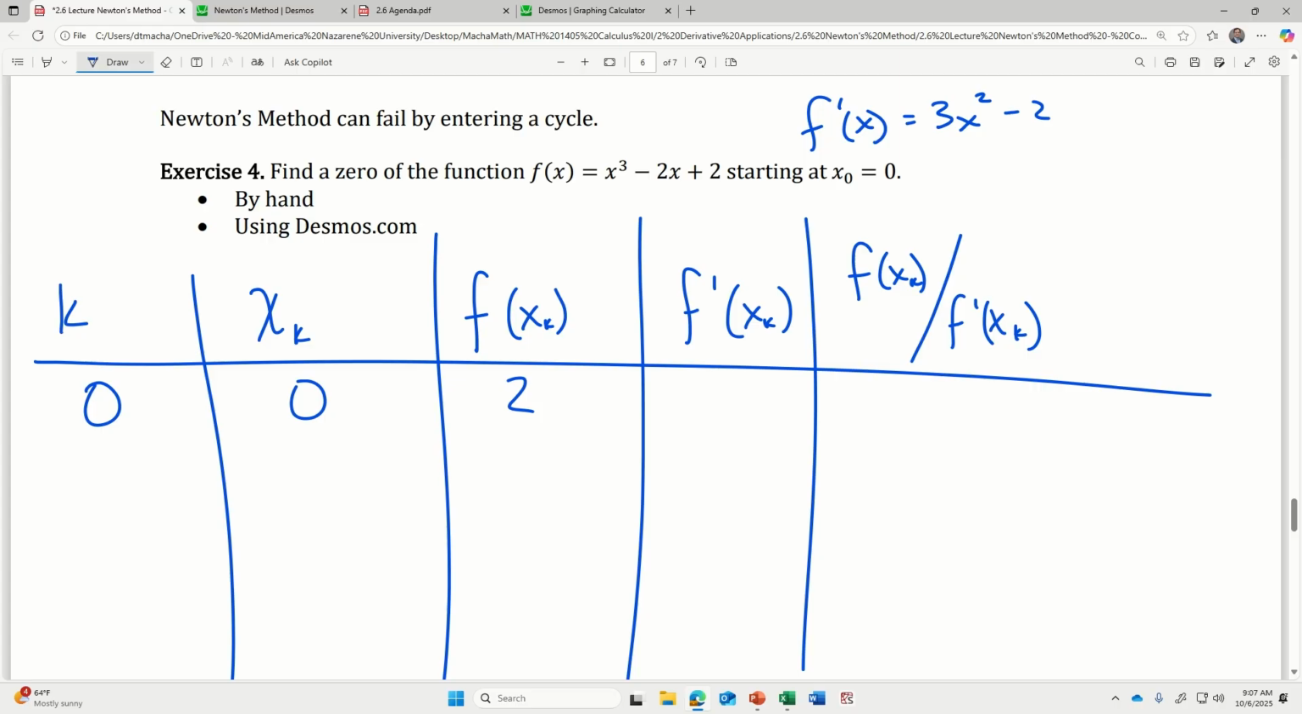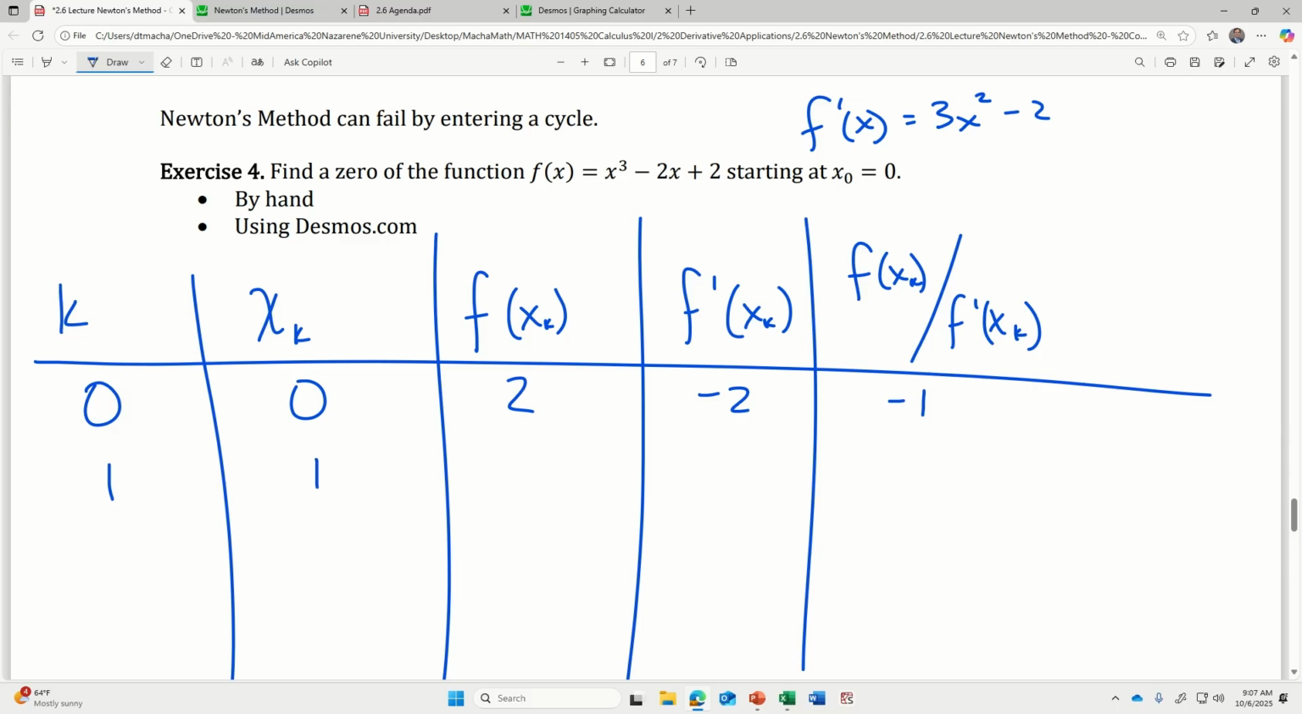And so 3 times 0 squared minus 2 is -2. 2 divided by negative 2 is negative 1, and 0 minus negative 1 is 0 plus 1, which is 1, right?